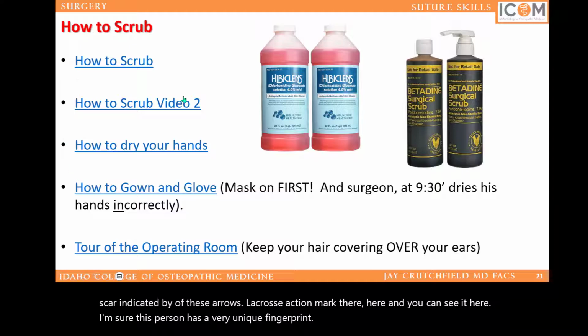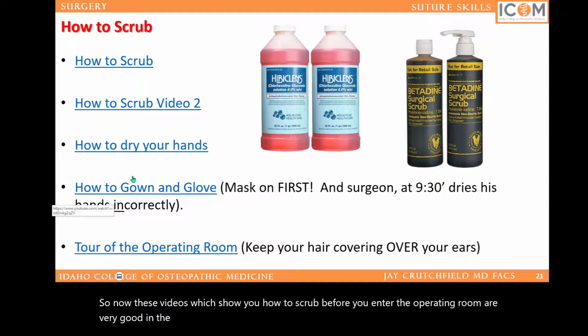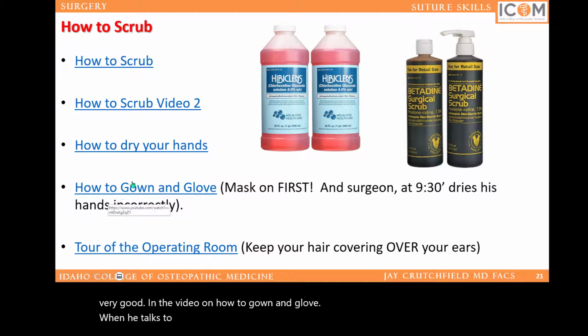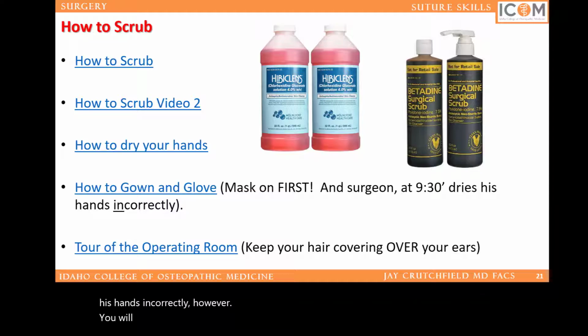So now these videos which show you how to scrub before you enter the operating room are very good. In the video on how to gown and glove, when he talks to you, he's not wearing his mask, and that's a mistake. But he does that so he can talk to you. And he also shows a surgeon who at 9 minutes and 30 seconds dries his hands incorrectly. However, normally you will have on your own mask and your own eye protection on.